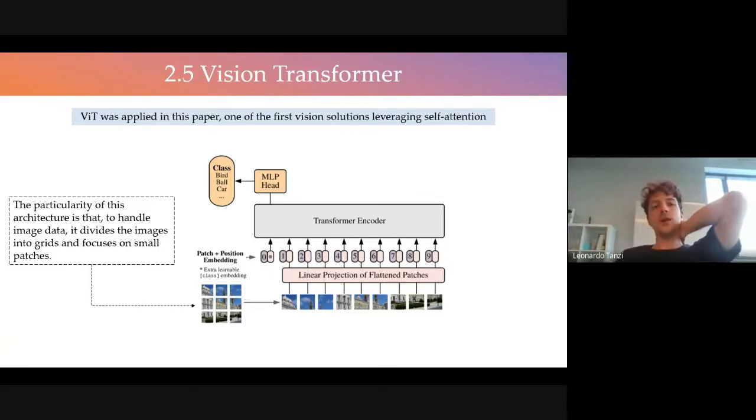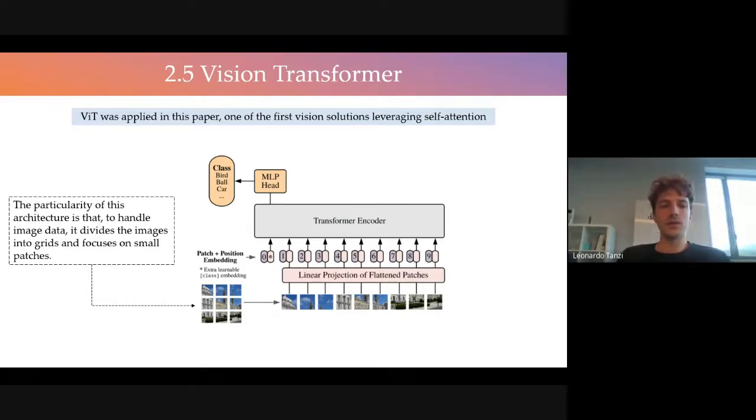And actually, in this paper was applied the vision transformer, which is the first vision solution leveraging self-attention. What's the problem with images? Self-attention is used to compute the relation between different words in a sentence, for example. You cannot do the same with pixels for images, because it would be too expensive in terms of computation. So the idea that they proposed was to divide the image into a grid and focus on patches of the image.